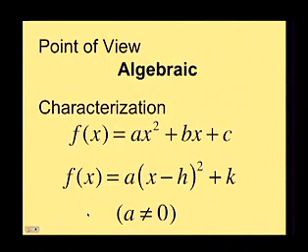We said that f of x was equal to a x to the power 2 plus b times x plus c, or we said the vertex form was f of x is equal to a times parentheses x minus h squared plus k, and in both cases, a cannot equal 0.